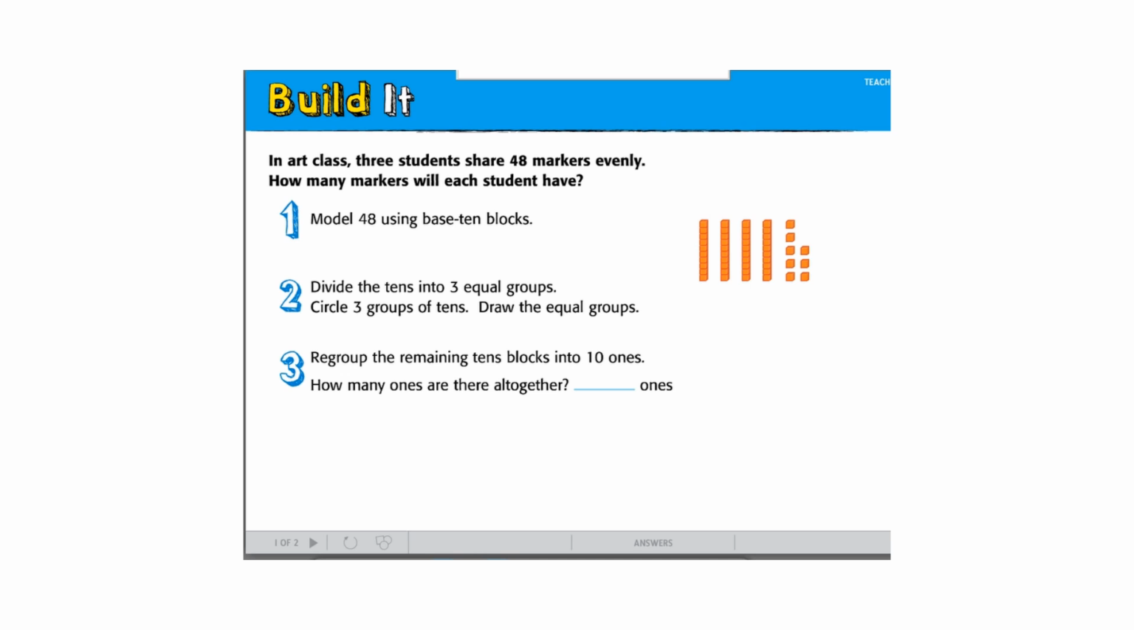This question says, in art class, 3 students share 48 markers evenly. How many markers will each student have? So we're going to model 48 using the base 10 blocks.